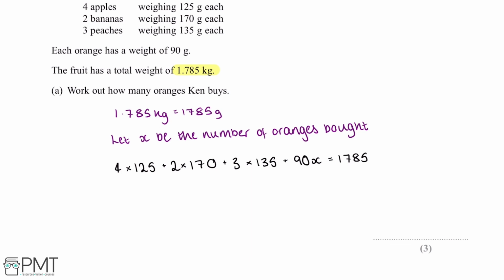So 4 multiplied by 125 is 500 grams. 2 multiplied by 170 is 340 grams. 3 multiplied by 135 is 405. And then we have our plus 90x, which is equal to 1,785. Now 500 plus 340 plus 405 is 1,245.